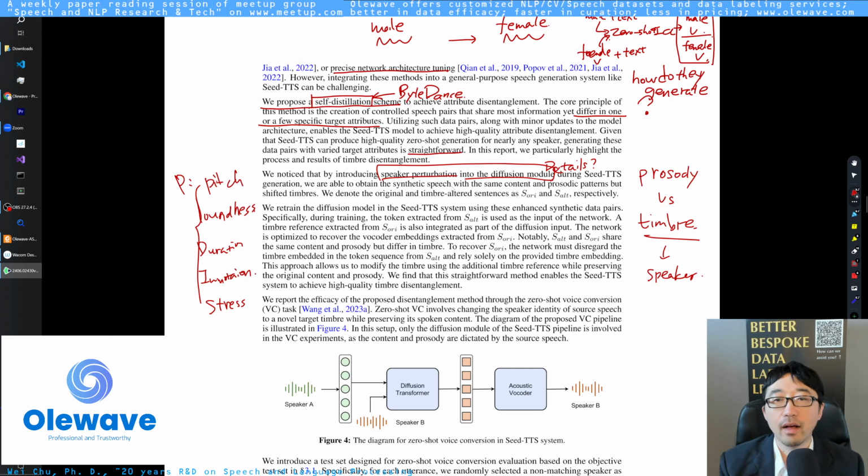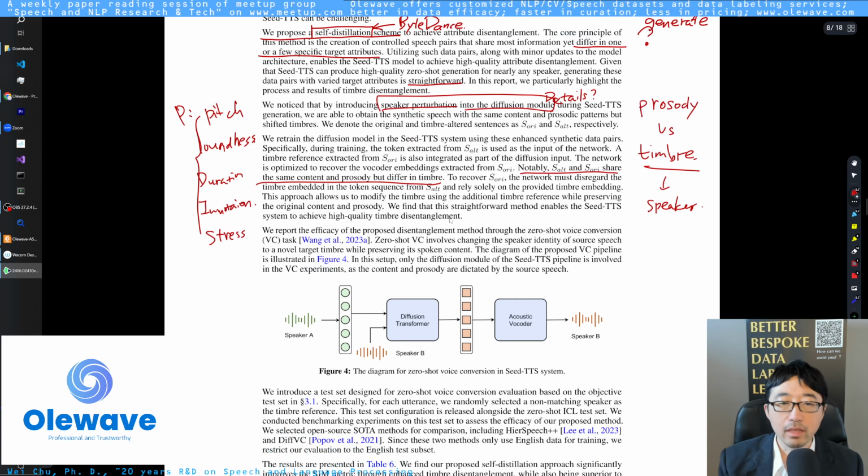And then, yeah, this is what they talk about. It's very important for them to share the same content and prosody but different timbre. I doubt that, because they have not proved it. The network must disregard the timbre embedding in the token sequence. If they successfully generate these pairs that share the same content and prosody but different timbre, the model is supposed to be doing this. Okay, and this is their architecture.